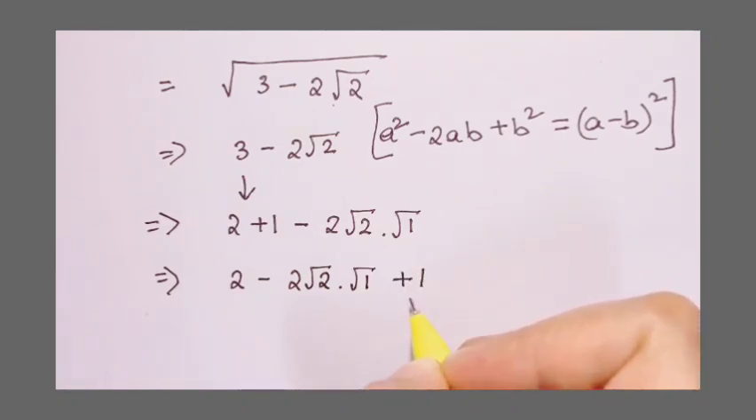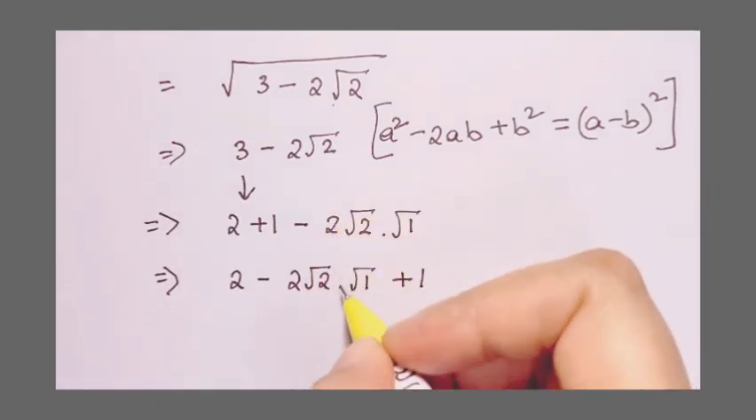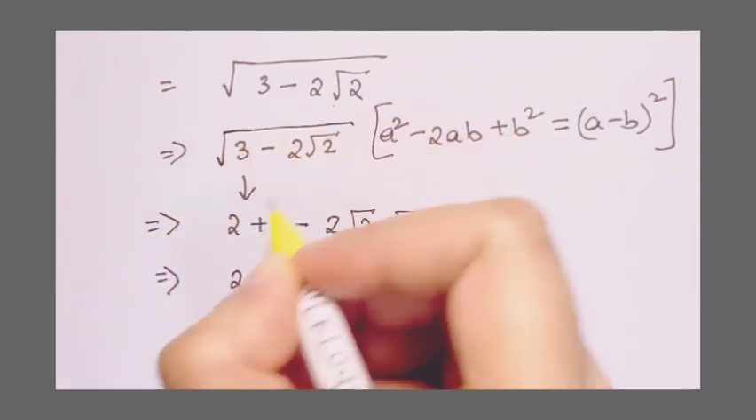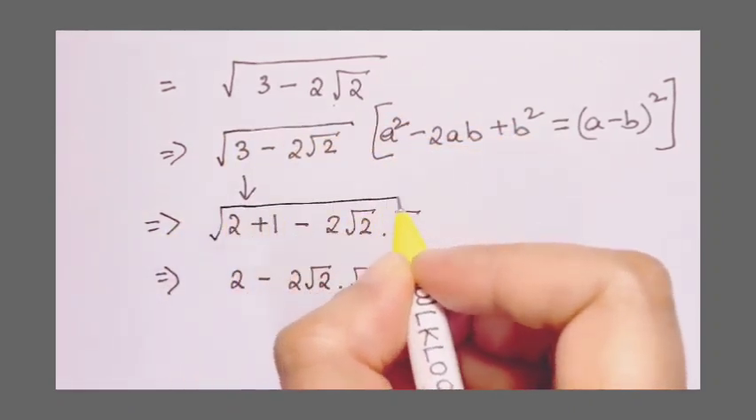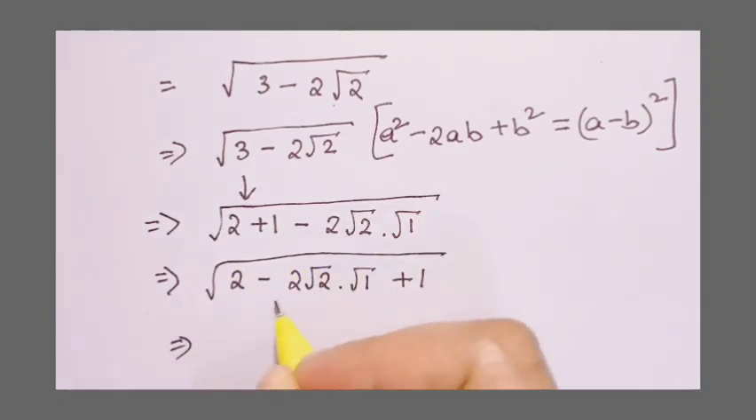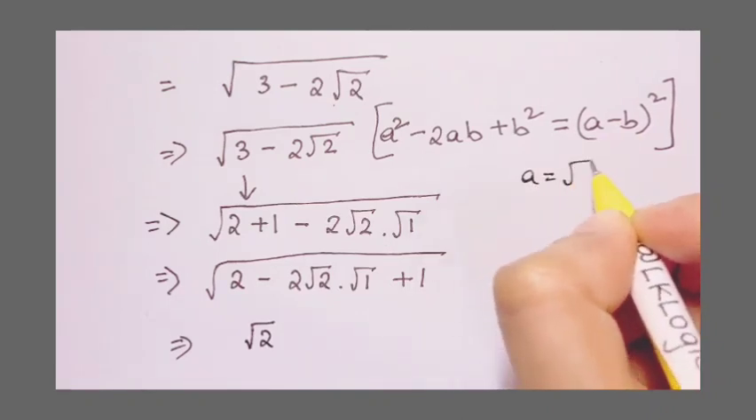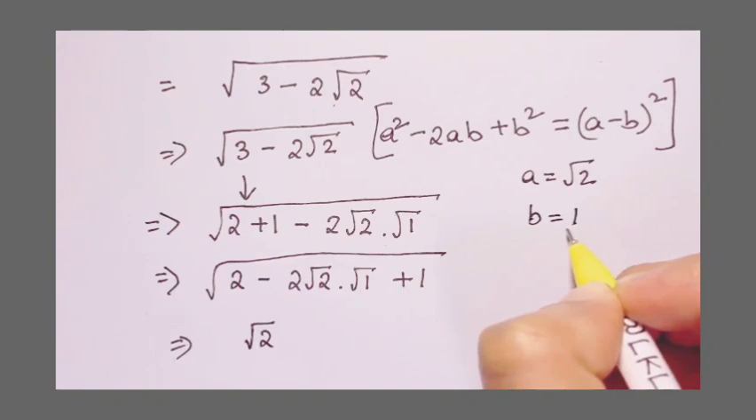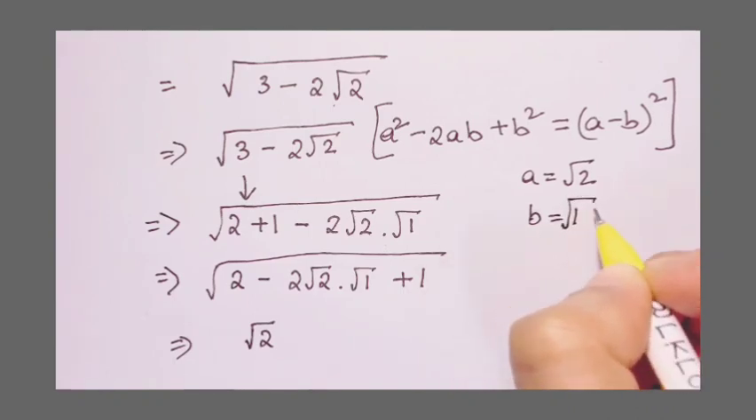And this can be written as, now all these things are under this root, so we have to put the root. All these things are under the root, so we'll have the root. Now this is equal to our formula a minus b the whole square. So that's equal to square root of 2, because a is square root of 2 and b is equal to 1. So we can write it as square root of 1.